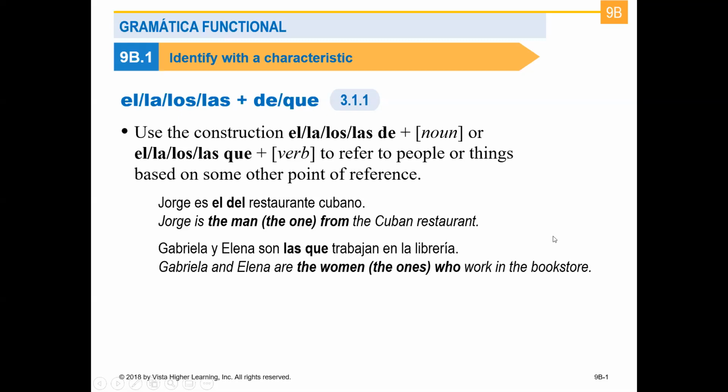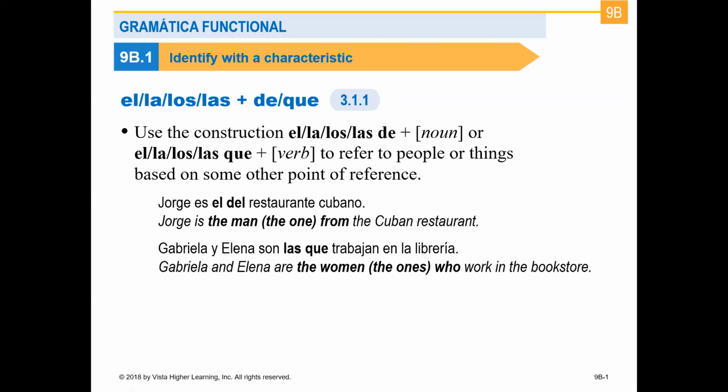All right, so on 224, over on the left, you see the box that says identificar por una característica. Basically, this is just using el, la, los, or las. And then depending on what you're trying to say, you either use de or que. So if you're going to use it with a noun, you use de. If you're going to use it with a verb, you use que.